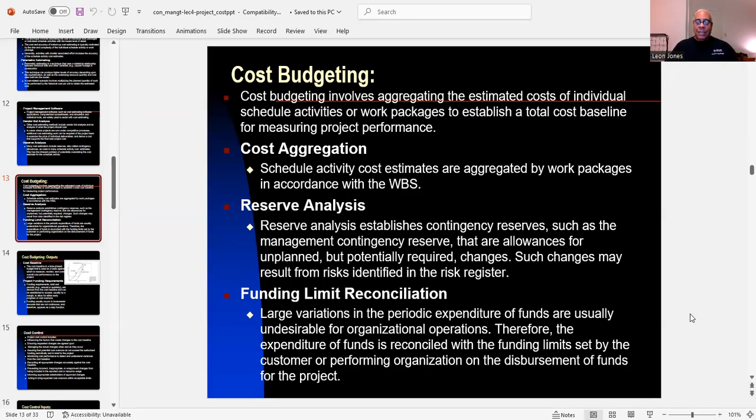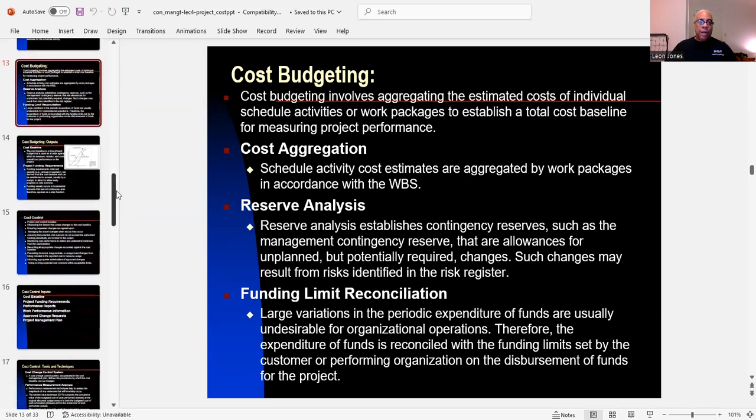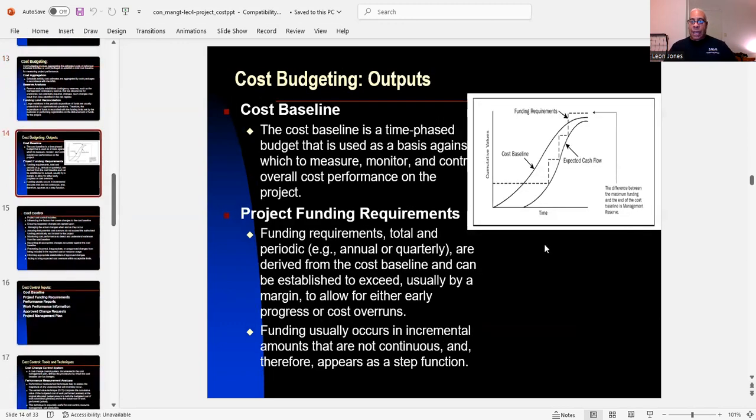Then you have funding limit reconciliation, and that is, large variations in the periodic expenditure of funds are usually undesirable for organizational operations. Therefore, the expenditure of funds is reconciled with the funding limits set by the customer or performing organization on the disbursement of funds for the project. Now, we have cost budgeting outputs. We start with the baseline.